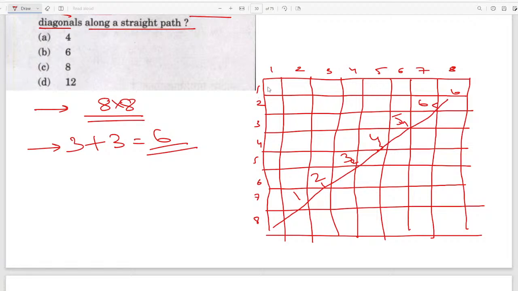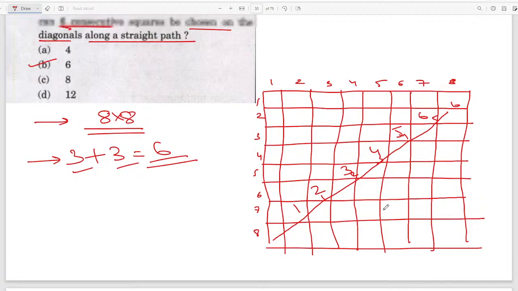There are 2 diagonals here. Even here you can select 3 ways. So 3 plus 3 is 6. The correct answer is option B. I hope this is clear.